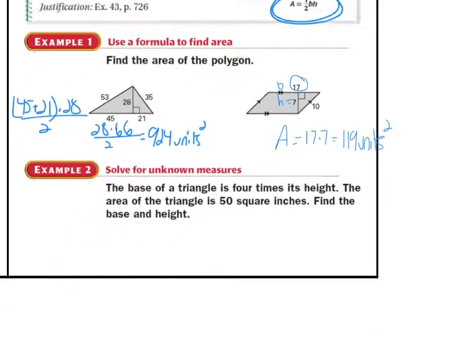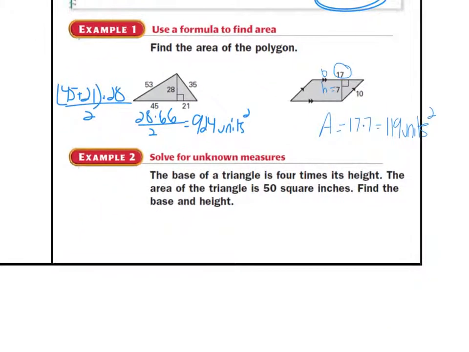So let's look at our next question. The base of a triangle is 4 times its height. The area of the triangle is equal to 50 square inches. Find the base and the height. So some kind of triangle, height, base. Things I know are that the area, which is the base times the height divided by 2, is 50 square inches.